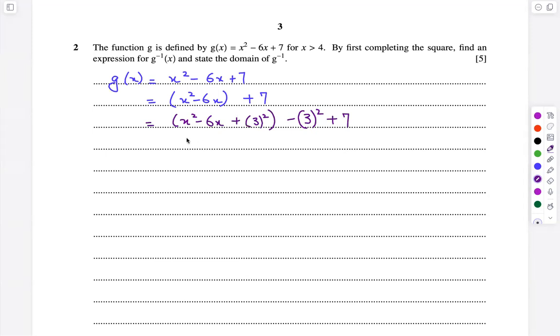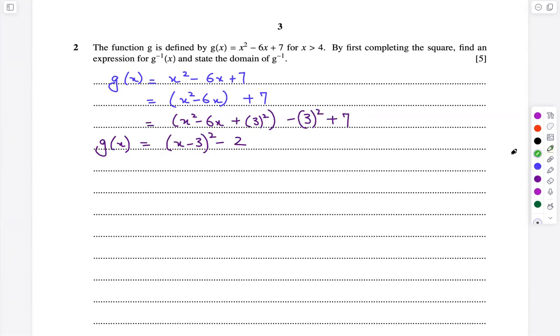Now x squared minus 6x plus 3 whole squared is basically x minus 3 whole squared, and minus 3 squared plus 7. So minus 9 plus 7 is a minus 2. So this is g of x after completing the square.